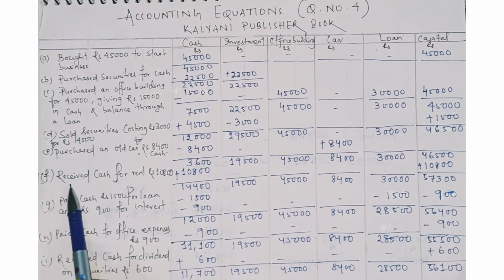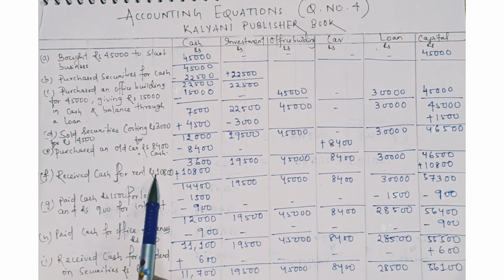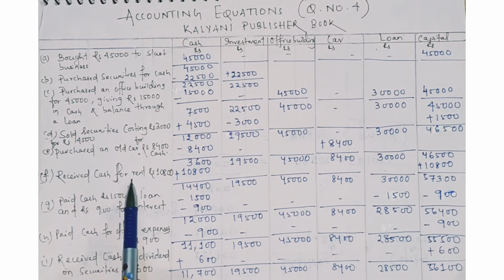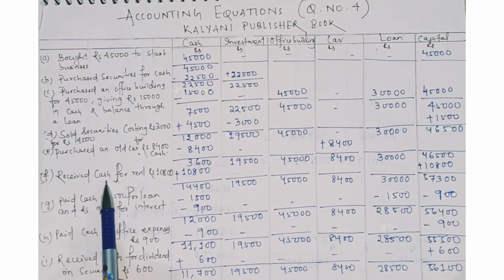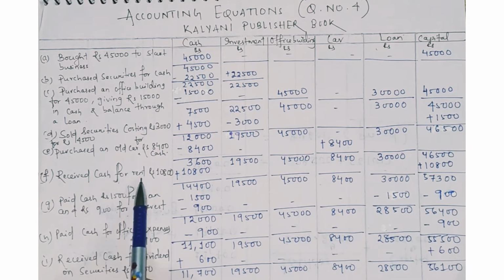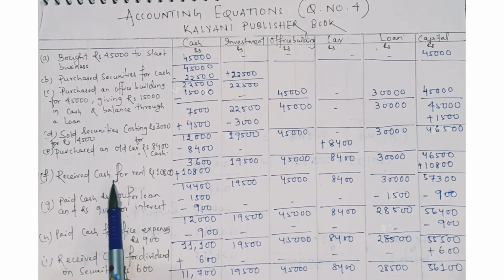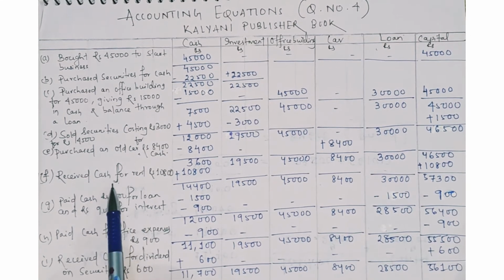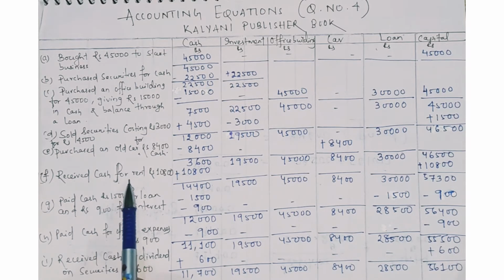Okay, now received cash for rent rupees 10,800. Here one thing remember, that here rent is received in the form of cash. So here rent is income for us because we have received the cash. We have not paid cash for rent. If we have made the payment for rent in cash, then it will be an expense for us. But here the thing is, we have received cash for rent. So here rent is income for us.